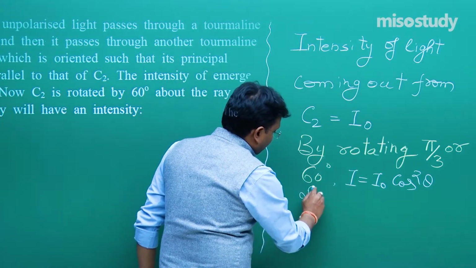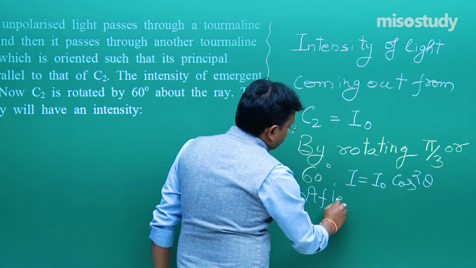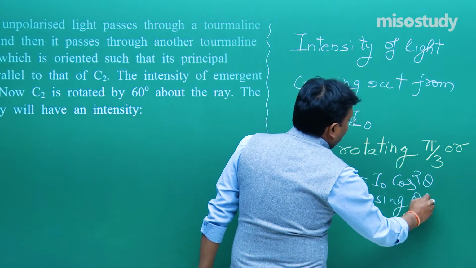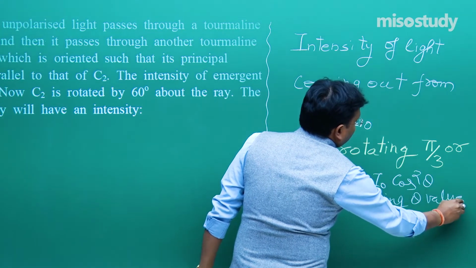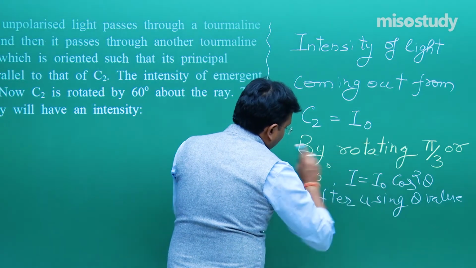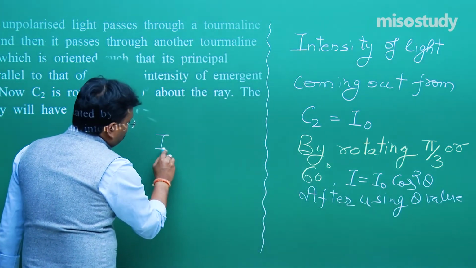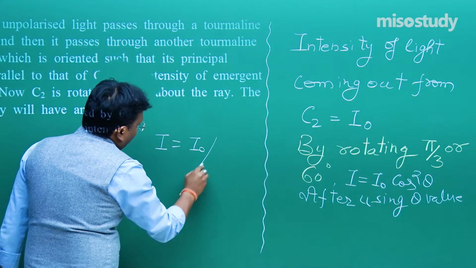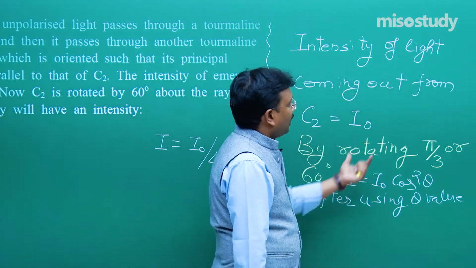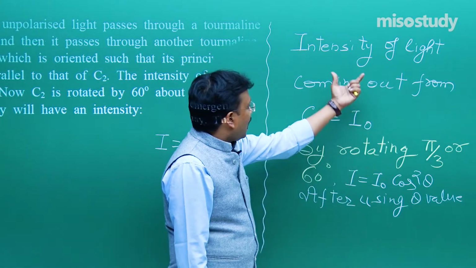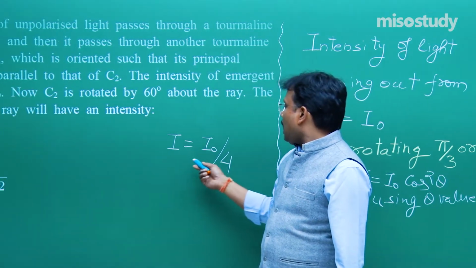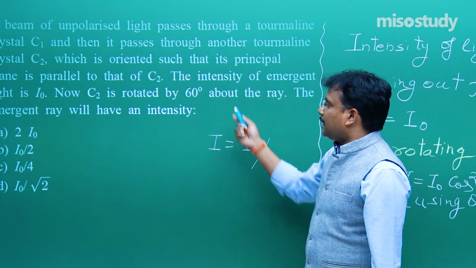So, after using theta value, if now directly I am saying I is equal to I naught by 4, you will say yes, it is simple and correct. So, now student, this is the approach. What exactly mentioned in the question, that I explained you, and C is your correct answer by this method.